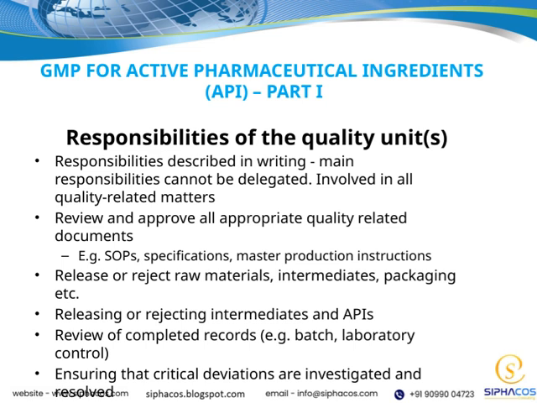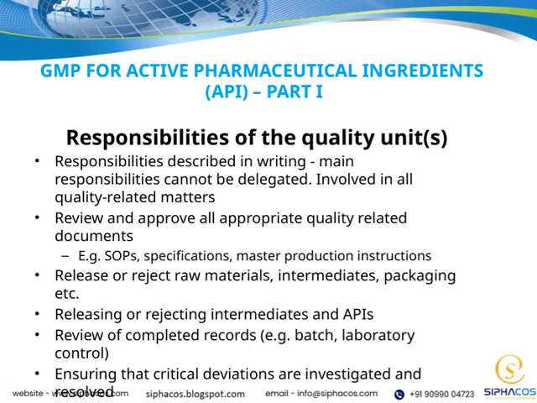These responsibilities are clearly defined in writing, and it's important to note that the main responsibilities cannot be delegated to others. The quality unit is involved in all quality-related matters, ensuring a consistent oversight throughout the process. One of their key roles is to review and approve all relevant quality documents. This includes standard operating procedures, specifications, and master production instructions. Basically, the critical documents that guide production and quality control.